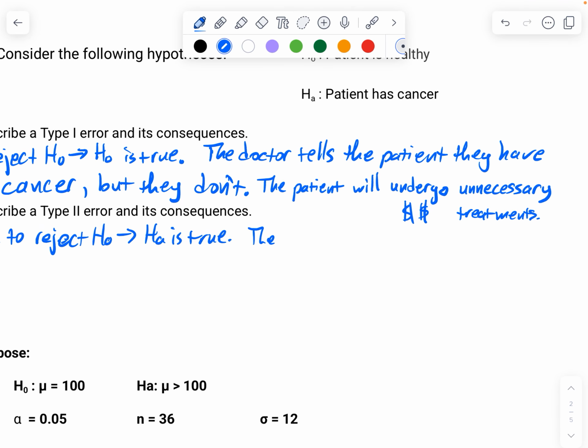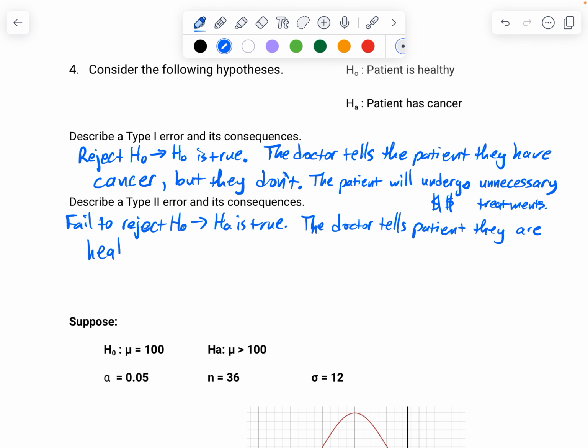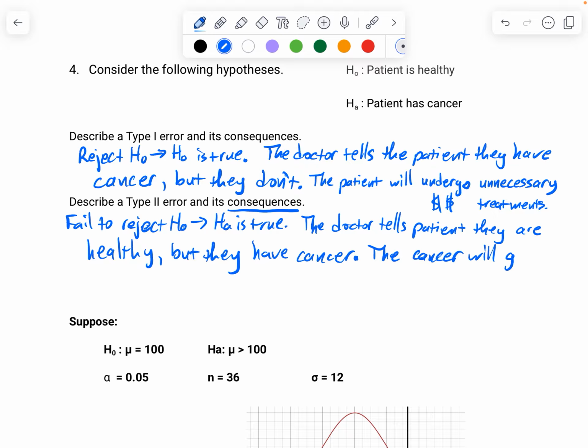The doctor tells the patient they are healthy. Tells them everything is fine, but they have cancer. What are the consequences? The cancer will go untreated. Obviously harming the patient.